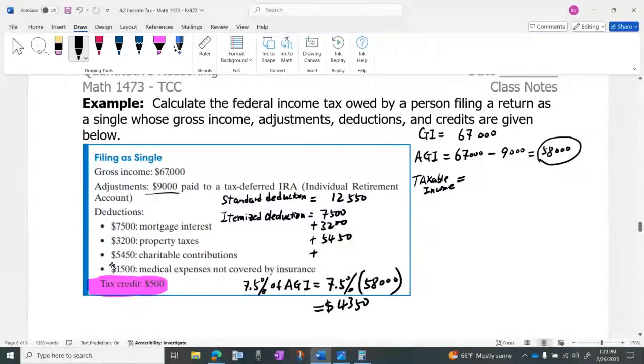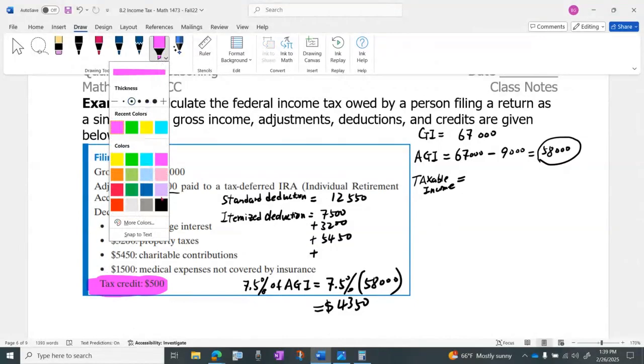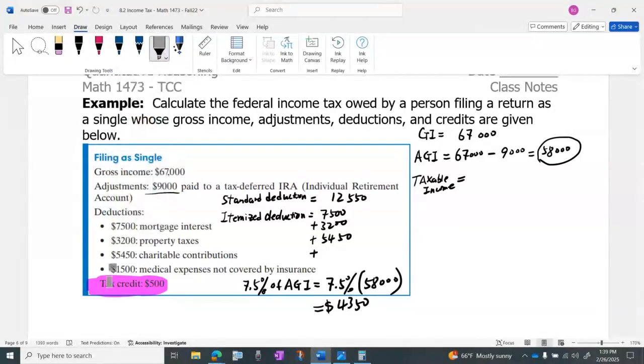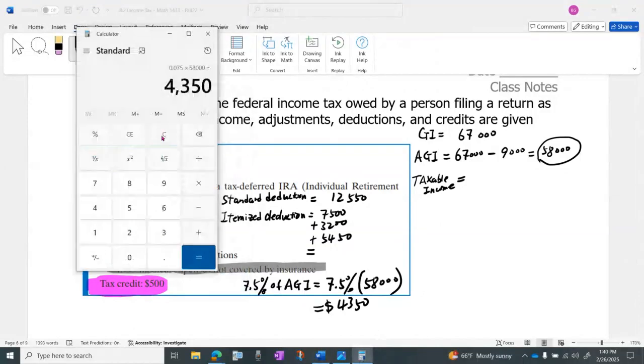$4,350. This taxpayer, this $1,500 wouldn't work. The $1,500 is not itemized deductible. So we do not include the $1,500 in the itemized deduction. The other three, yes: mortgage interest, and the state and local taxes you pay are itemized deductible. So let's add those values together.